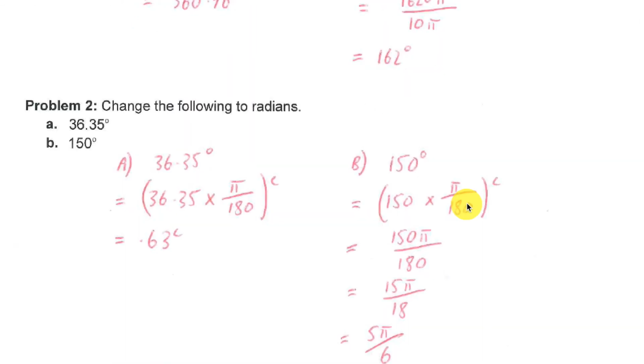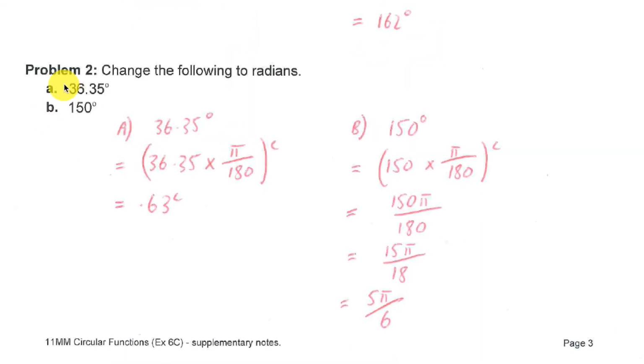With problem 2, you can see we go from angles measured in degrees and we need to convert that into radians. So our technique here is to take the angle measured in degrees and multiply it by pi on 180. So it becomes 36.35 multiplied by pi on 180 and end up with 0.63 of a radian. And a little C there represents that it's in radians.